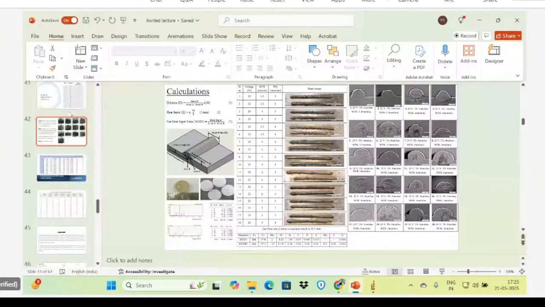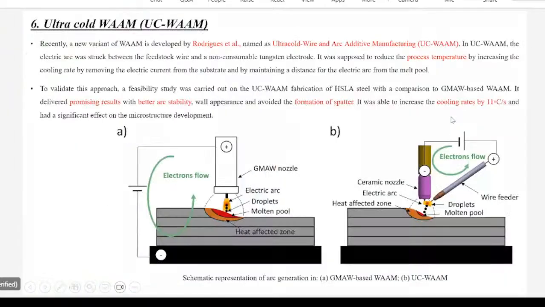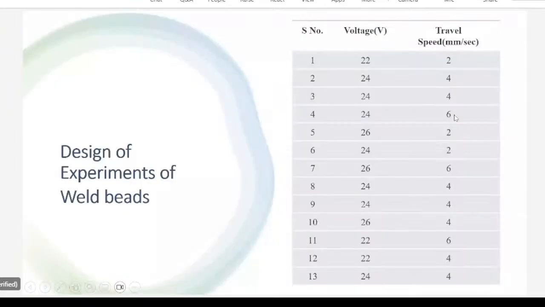So suppose this is the design of experiment of the weld bead. Suppose we have three levels of voltage, and we have three levels of travel speed. So three levels means 22, 24, 26 are the three levels of voltage, and the three levels of travel speed are 2, 4 and 6 mm per second. So these are the two input parameters we are having, which are independent parameters.